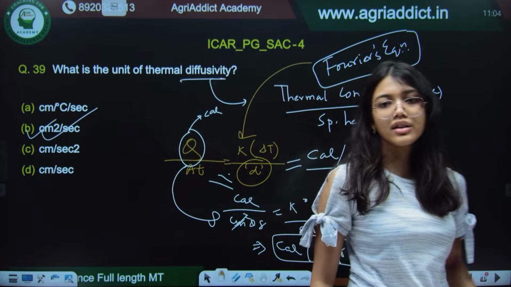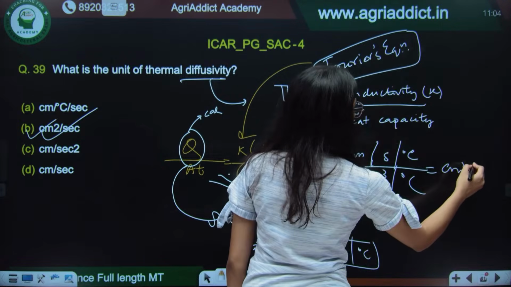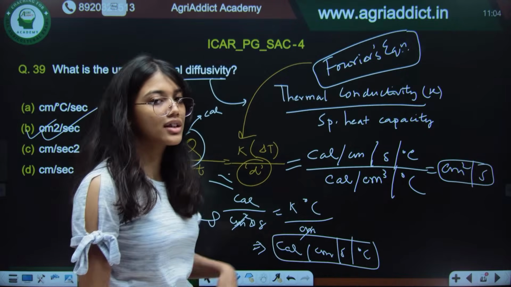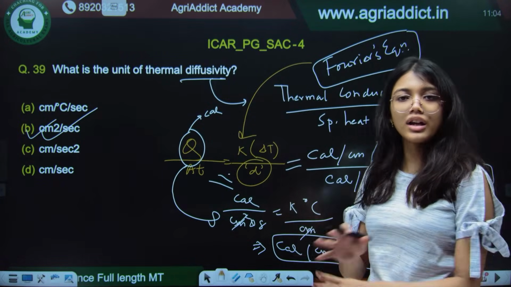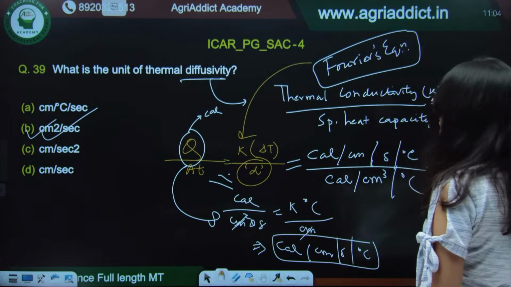Okay, and from here if you equate this, then you will get centimeter square per second to be the unit of diffusivity. Very important. So, for any form of diffusivity, whether it is gaseous diffusivity or thermal diffusivity, the formula is same, conductivity divided by specific heat capacity.